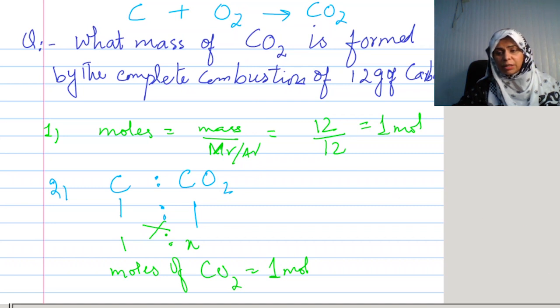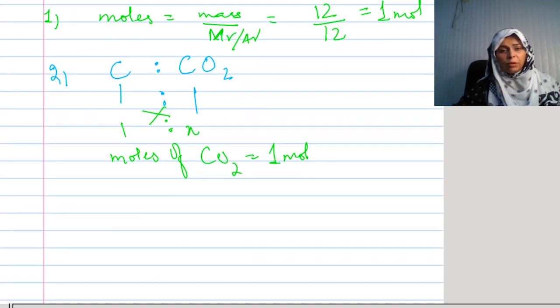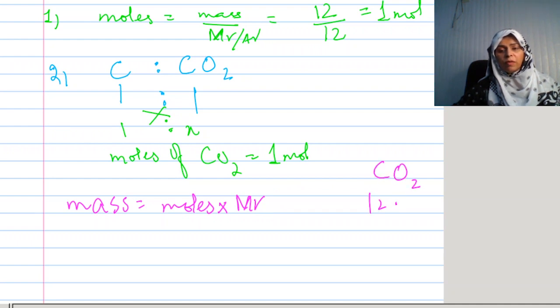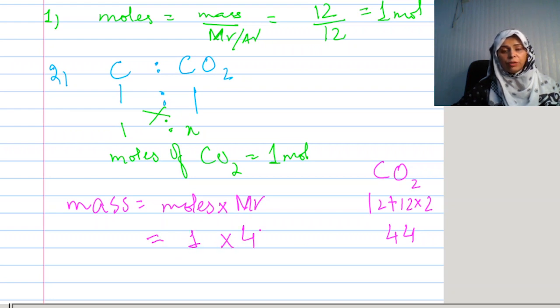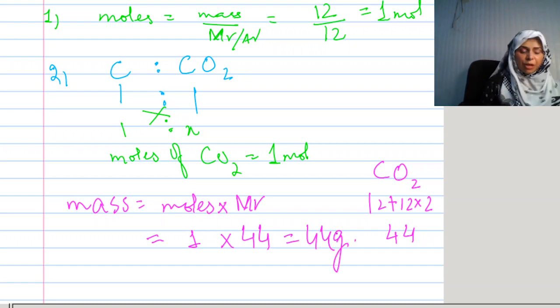Now we will do the third step. We have to calculate the mass. We will use this formula. Mass formula is the same: mass is equal to moles times Mr. So first of all, we will calculate the Mr of CO2. 12 plus 16 oxygen mass times 2, it is 44. Alright, the moles which we have calculated is 1, times 44, then the answer will be 44 gram. So guys, this is the way through which we have to calculate the mass.